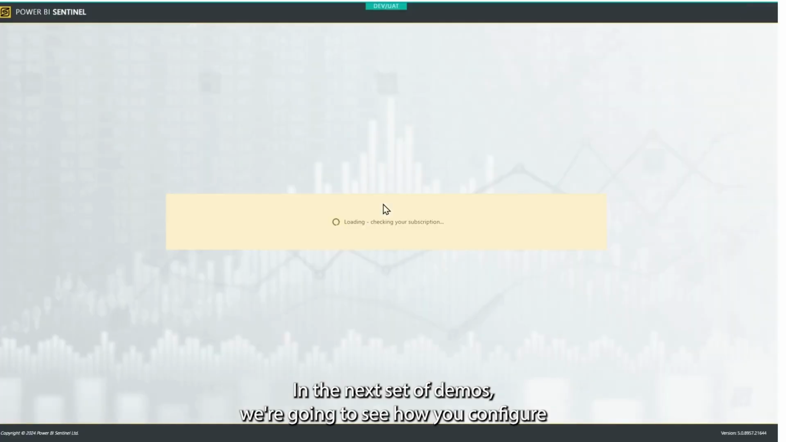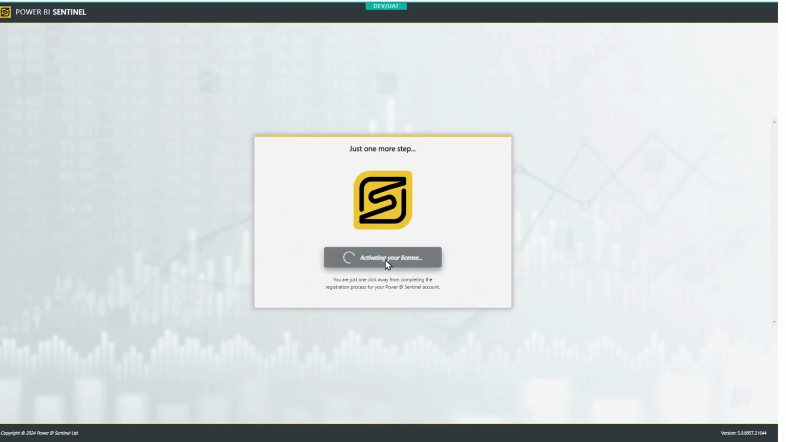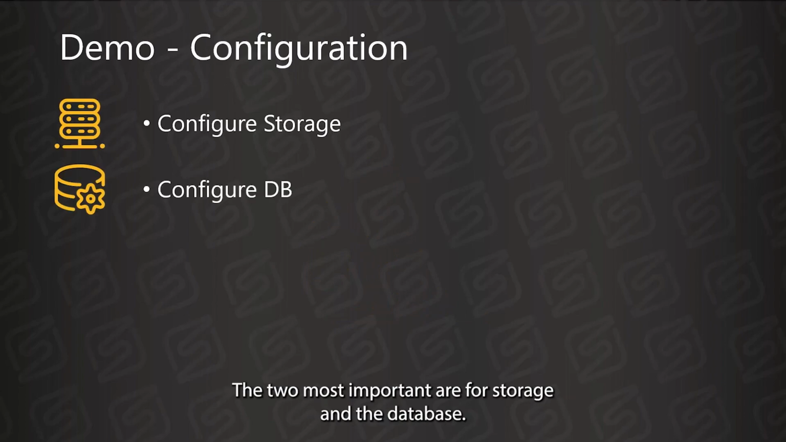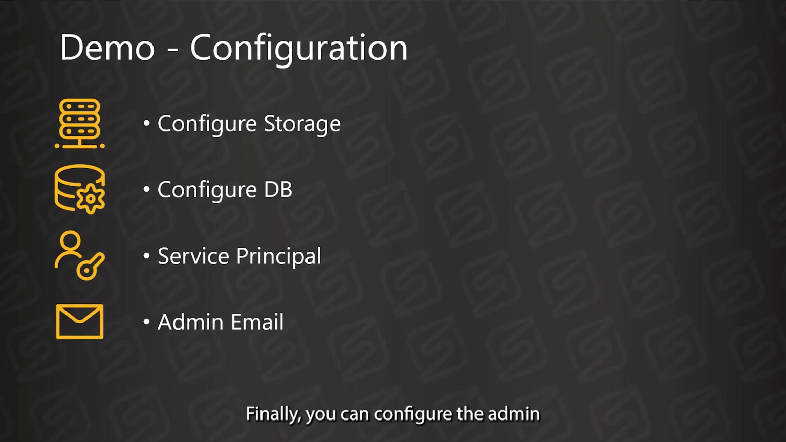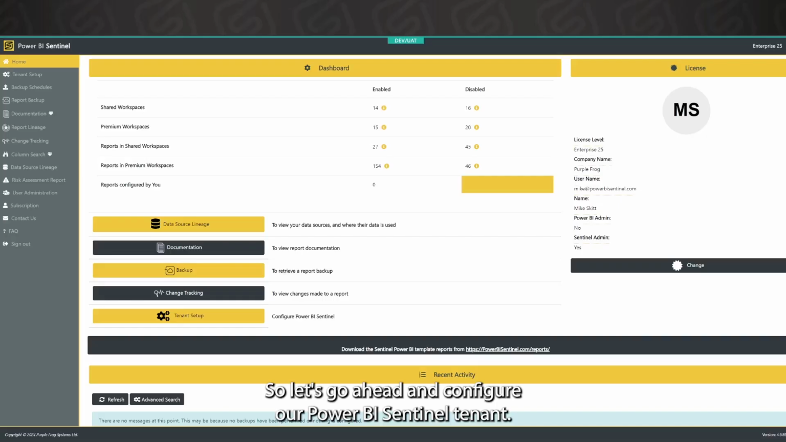In the next set of demos, we're going to see how you configure everything that you need for Power BI Sentinel to start working. In this demo, we'll walk through the various configuration pages. The 2 most important are for storage and the database. Next, you can optionally set up a service principal to provide access to the Power BI API. Finally, you can configure the admin email for invoices, and you can configure other miscellaneous settings.